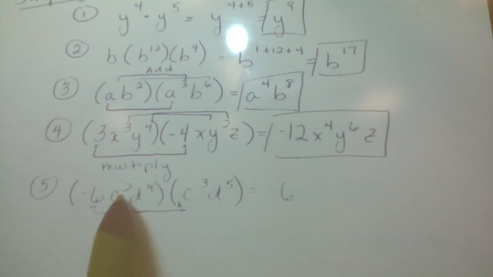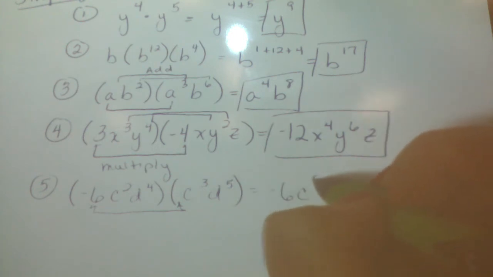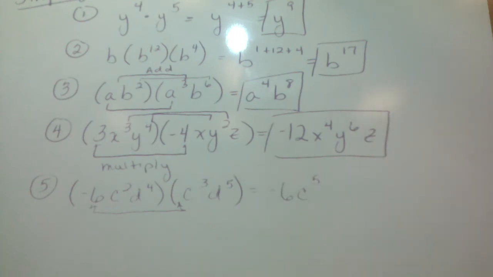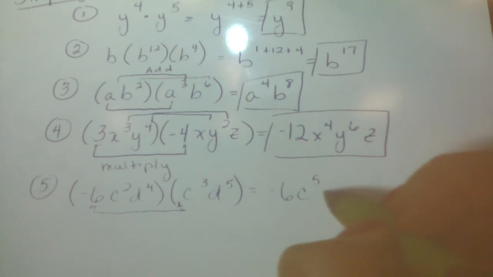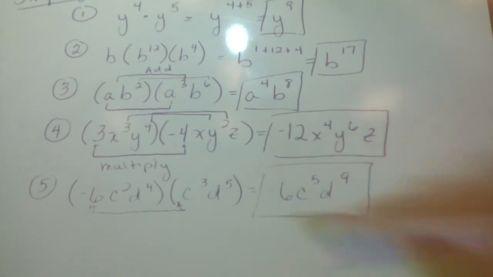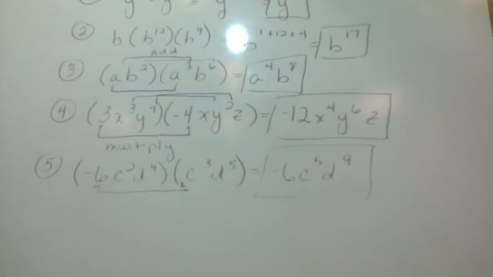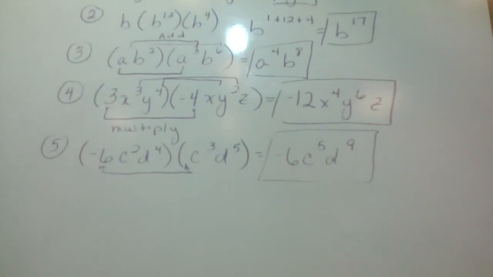I've got 2 c's in the first parentheses, 3 in the second. The bases are the same. I'm going to add those exponents. That becomes c to the 5th. And then I've got 4 d's here, 5 d's here. 4 plus 5, that's giving us 9. So I have d to the 9th. So negative 6, c to the 5th, d to the 9th.